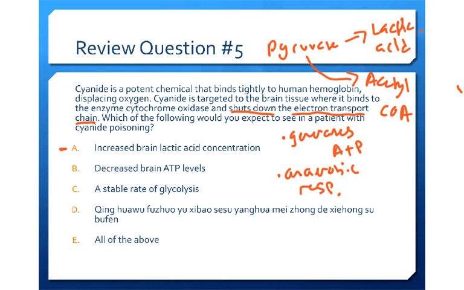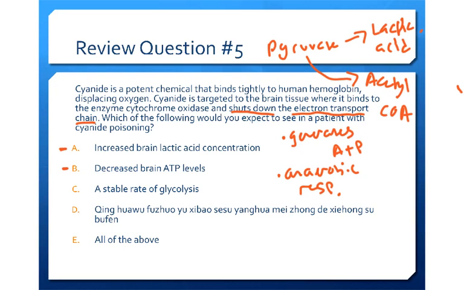Yes, because we're not able to do the electron transport chain. If we're not able to do the electron transport chain, we're not generating a lot of ATP. If you remember, the electron transport chain makes about 32 to 36 ATP. That's a big chunk of ATP. If we're not doing that, there are going to be way low levels of ATP. So B is correct. Okay?